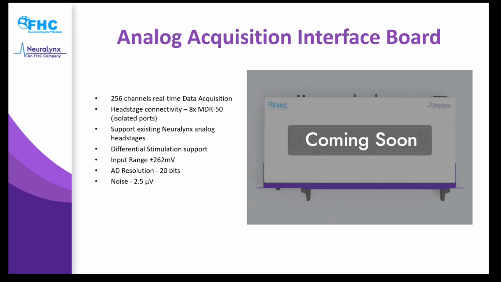So then the analog acquisition interface board will be the next edition of the board. So this will go into the front of the board to be able to go back and forth between digital and analog head stages. Our current system, the Digital Lynx SX, has more analog inputs than digital. So this will continue to allow customers to have flexibility in their recordings and be able to do both, to have backwards compatibility with products that they already have. This will also have the stimulation support, the input range of plus or minus 262 millivolts, and the A/D resolution and noise will also be head stage dependent for that.